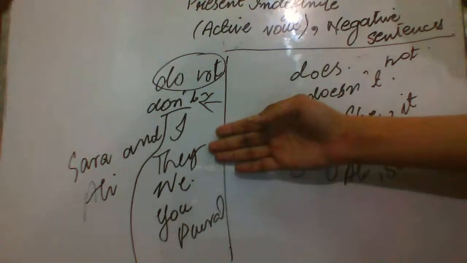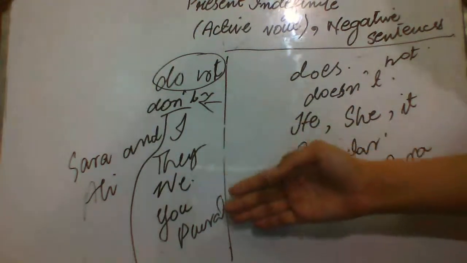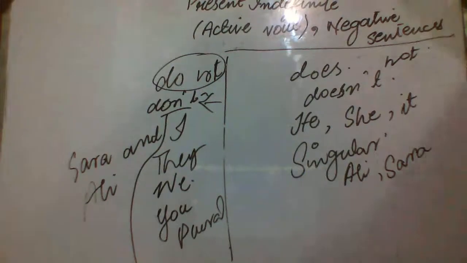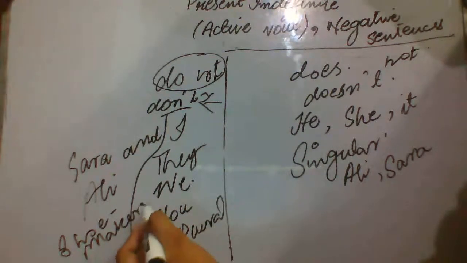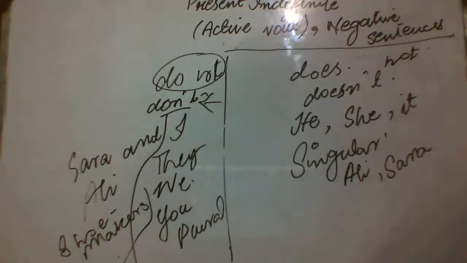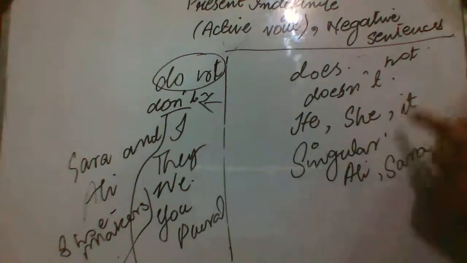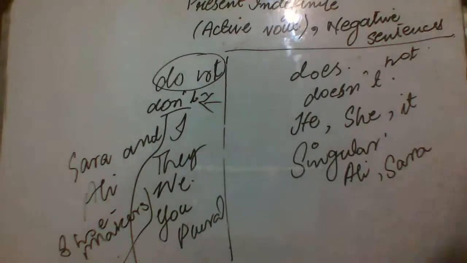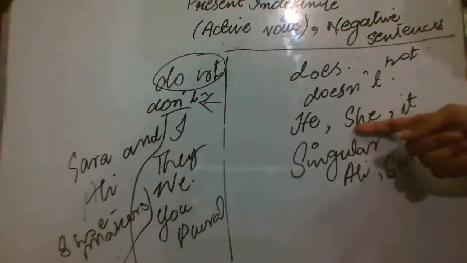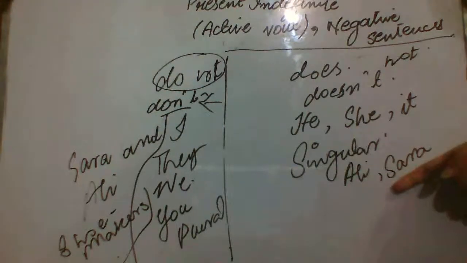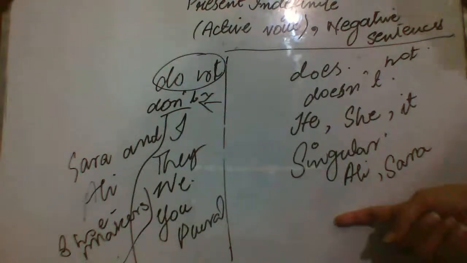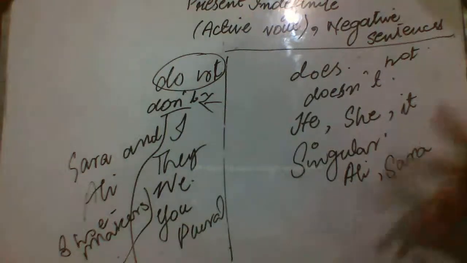I, they, we, you, plurals. Two names, more than two, or if you're talking about a lot of people, if I'm going to say shoemakers, once again, it's not singular, it's plural, okay? So, once again, do not. Okay, let's go to does not or doesn't. He does not. She does not. It does not. Singulars like Ali, Sarah, Ahmad, or anyone, etc.